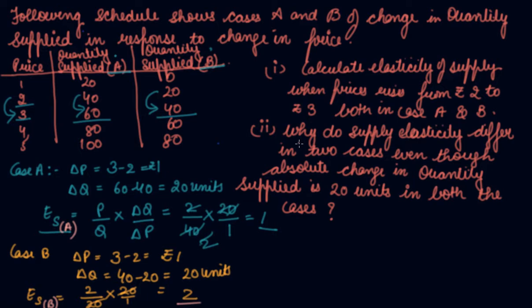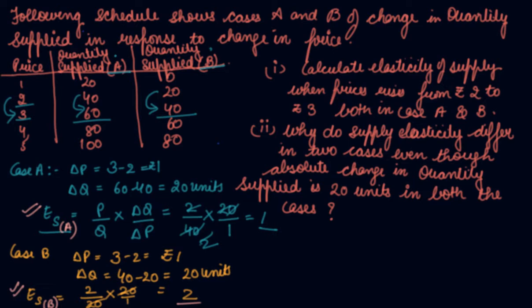Now the second question we have is, why does supply elasticity differ in the two cases even though the absolute change in quantity supplied is 20 units? Here also the quantity supplied has changed by 20 units, here also it has changed by 20 units, and the price has changed by 1 rupee only. Then why is there a difference between the elasticity of supply of A and of B?